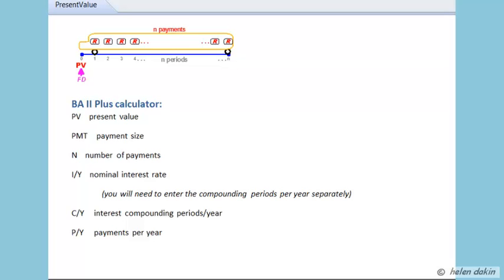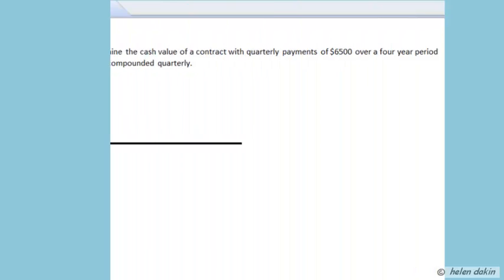So learn how to use these functions. Ask for help if you need any help in calculating.